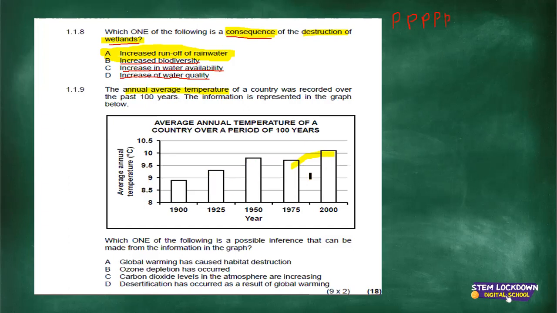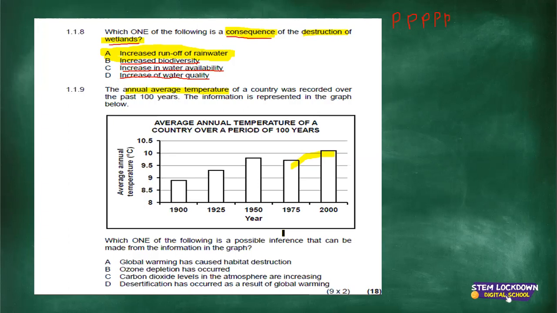maybe 10.1 degrees Celsius. So based on this graph now, which one of the following is a possible inference that can be made from the information in the graph? So based on this graph, what inference can you make? A, global warming has caused habitat destruction. B, ozone depletion has occurred. C, carbon dioxide levels in the atmosphere are increasing. D, desertification has occurred as a result of global warming.